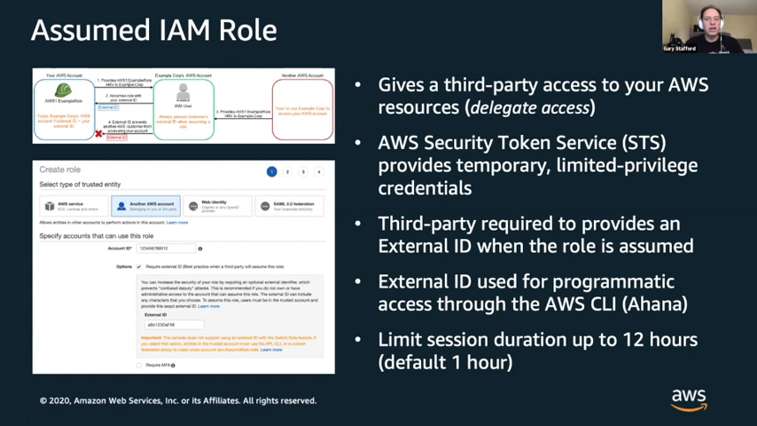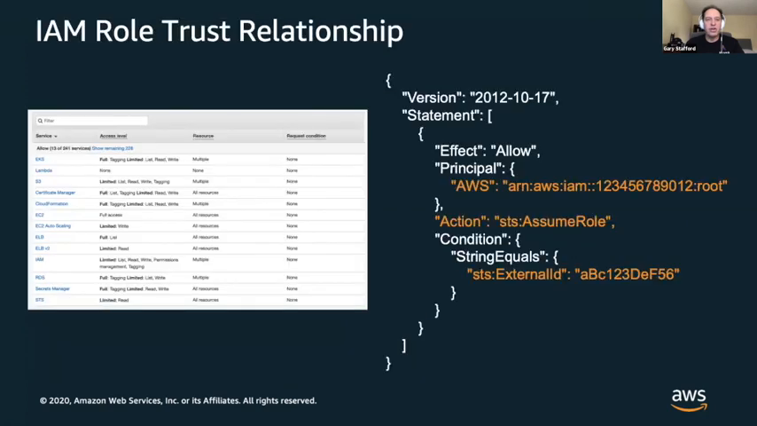Using that assumed role, Ahana Cloud will deploy all of the assets necessary to stand up the EKS cluster, and then on that EKS cluster, deploy Ahana Cloud, which is the Presto cluster and the additional resources onto that.